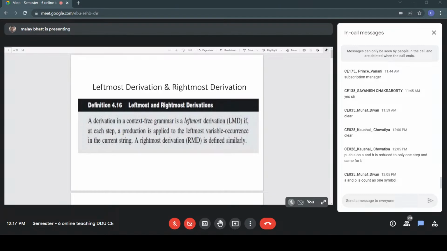Similarly, in the rightmost derivation, it is reverse. Now let us see that we have this grammar: E gives T plus E or T, T gives F into T or F, and F gives a. Basically it is a grammar to generate simple expressions.